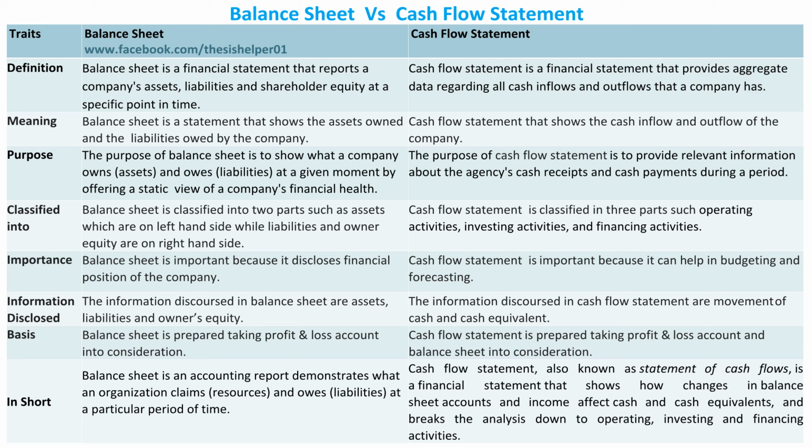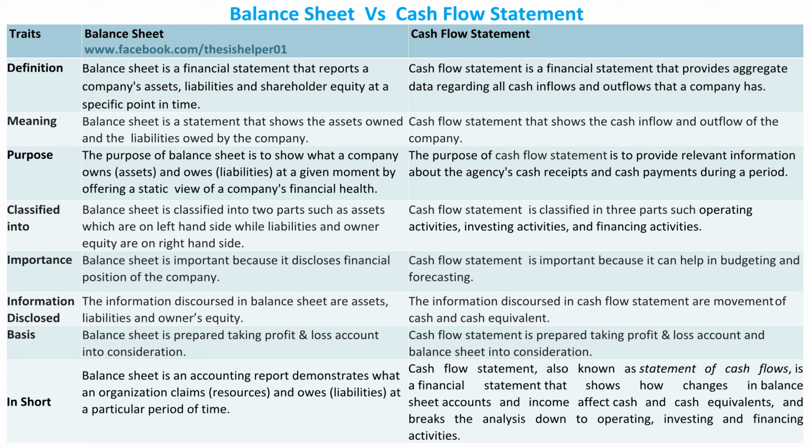The purpose of balance sheet is to show what a company owns, assets, and owes, liabilities, at a given moment by offering a static view of a company's financial health. Whereas, the purpose of cash flow statement is to provide relevant information about the agency's cash receipts and cash payments during a period.